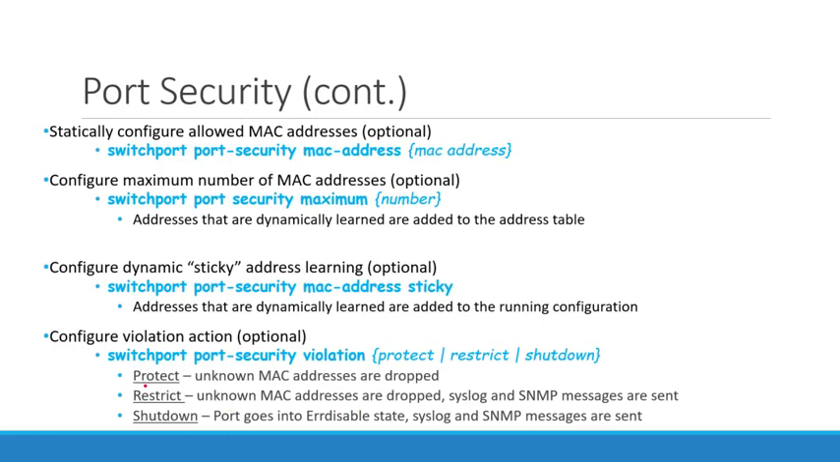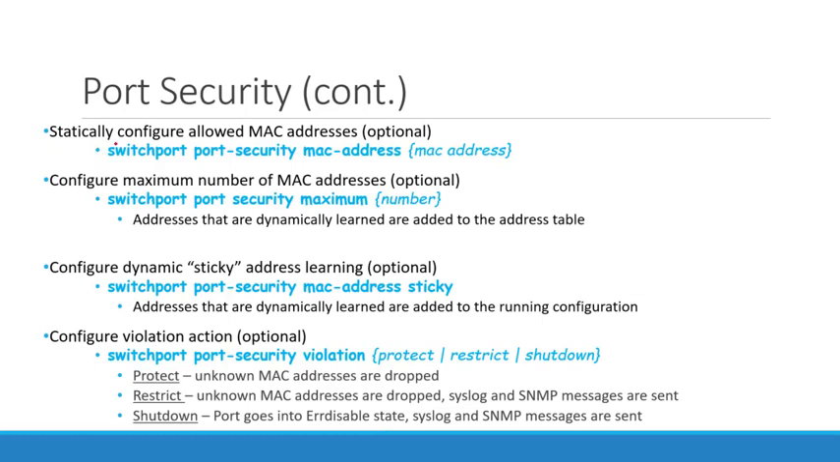So protect says, okay, anything that's not in my table, because that's what's been allowed, or anything that violates the port security configuration, all those packets are just going to be dropped. Restrict says, okay, we're still going to drop those packets, but let's send a message out. Let's send a syslog and an SNMP trap to let everyone know that, hey, you've got something happening here. And then shutdown is our default mode, which really means the port goes into error disabled state. You can't even use it. I think, if I remember, the LED even goes off. And then it will also send a syslog and SNMP message so that you know.